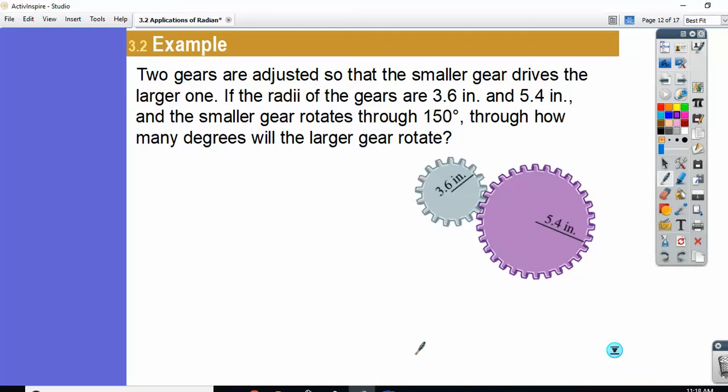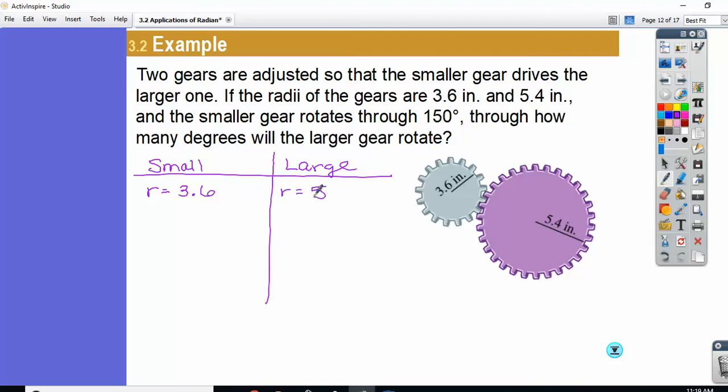Okay, let's find something a little bit different here. Let's organize our information. Okay, so the radius of the small is 3.6, and then the large is 5.4. I know the angle in the small one is 150 degrees. And I am trying to find the angle in the large one. And that is all I gave you.